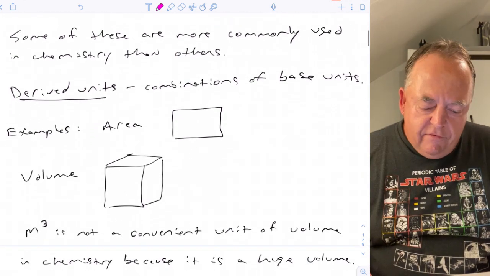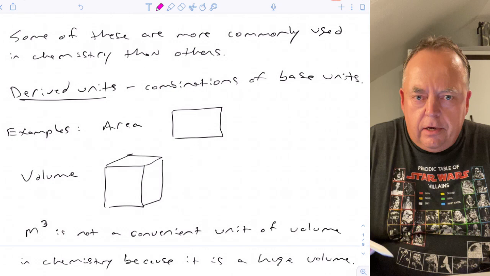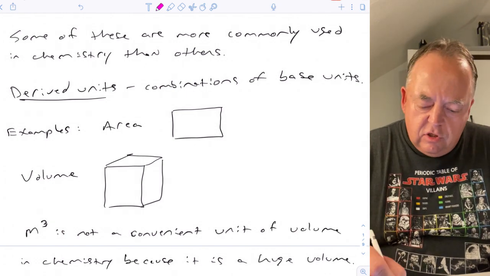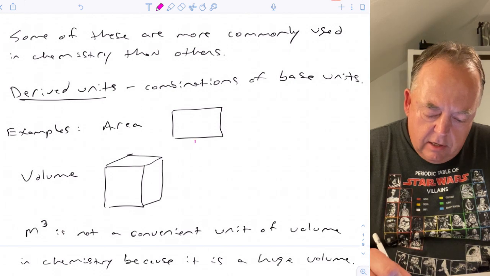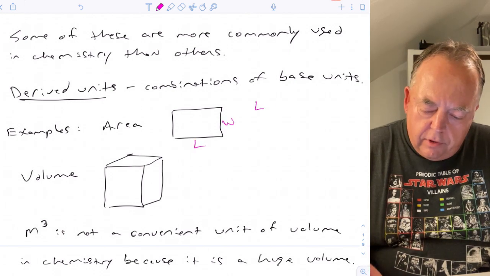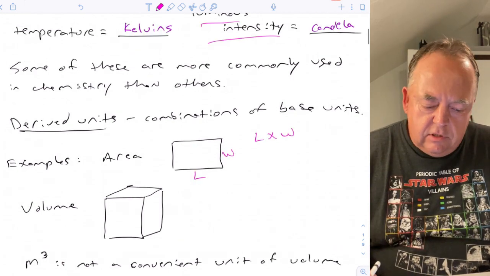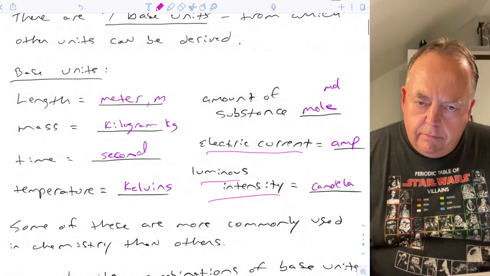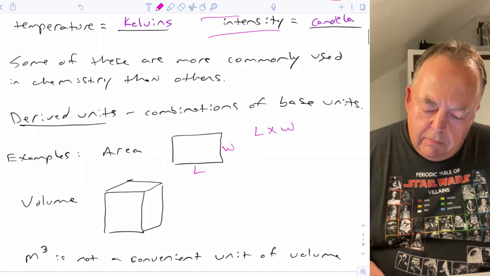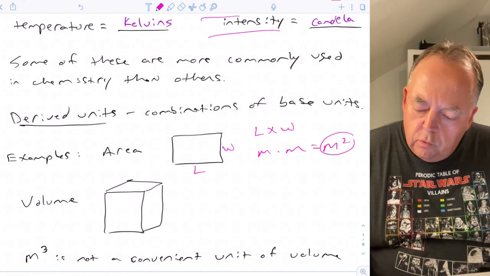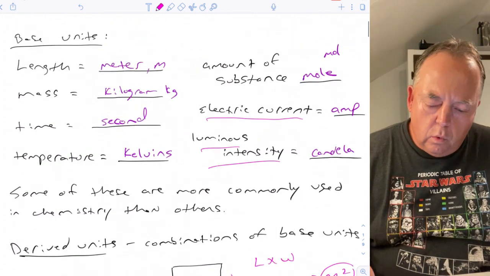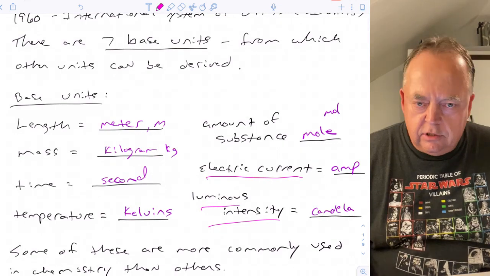Okay, so what are derived units? That would be something like area. So if you have a square, how do you calculate its area? Or a rectangle in this case, it would be length times width, right? So a distance times a distance, and a distance in the base unit is the meter, so that would be a meter times a meter. So a meter squared would be a derived unit from one of the 7 base units, in this case just length times length.